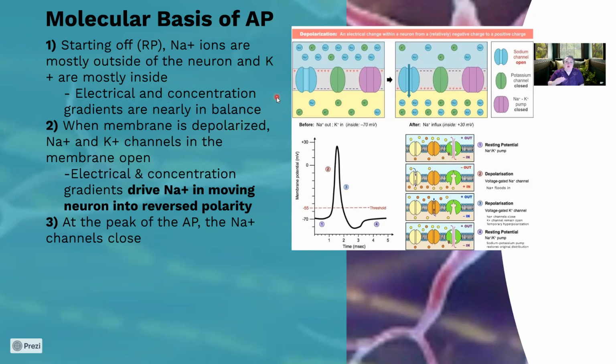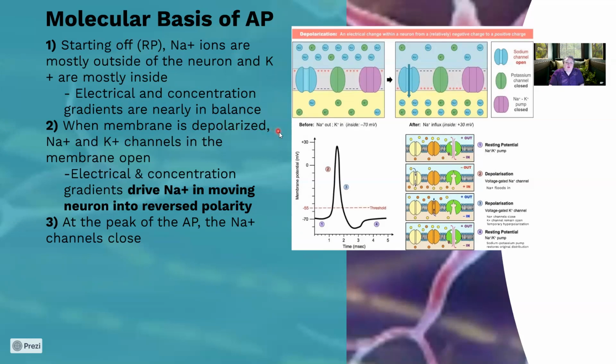So remember, we've got that sodium potassium pump that's sort of monitoring what's going on as far as the ions, and it's trying to maintain that general -70 millivolt resting potential. So that's where we're starting from.